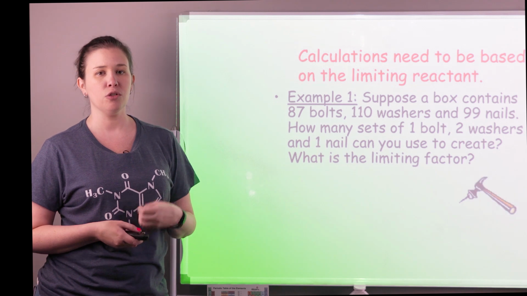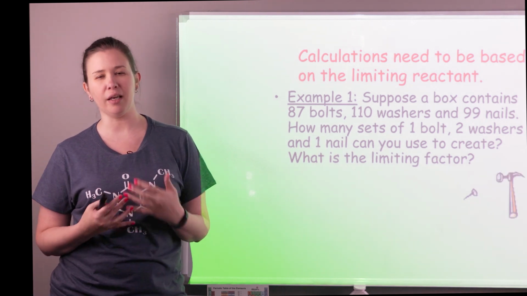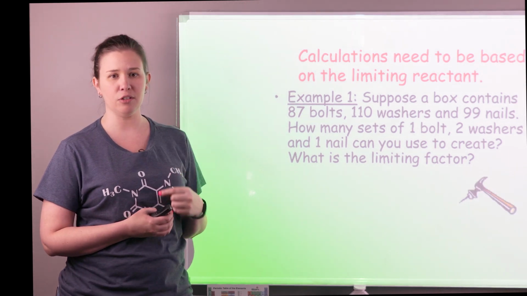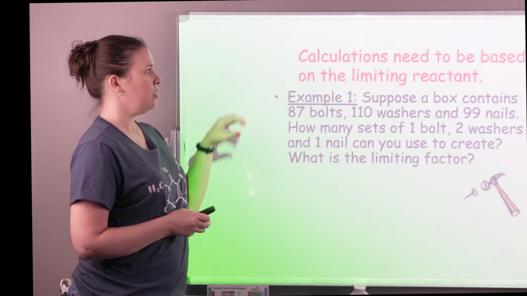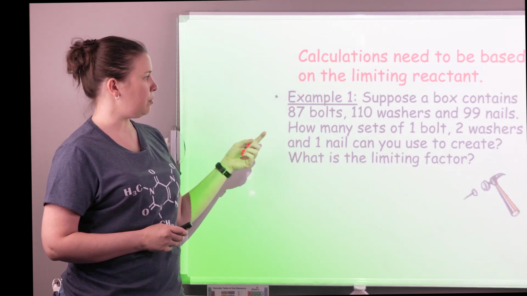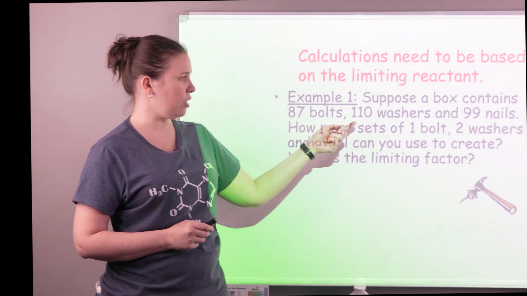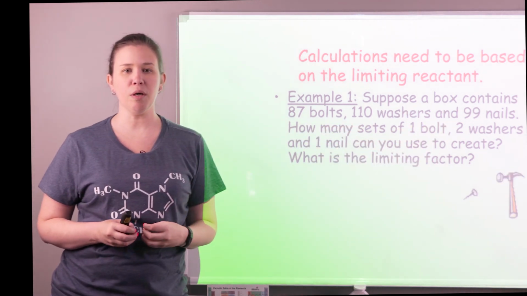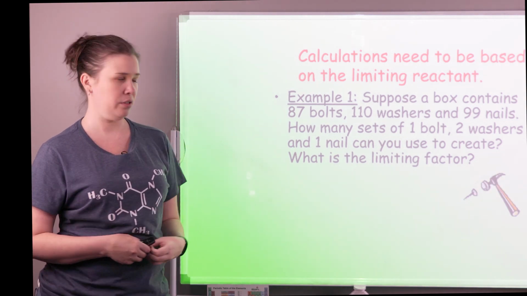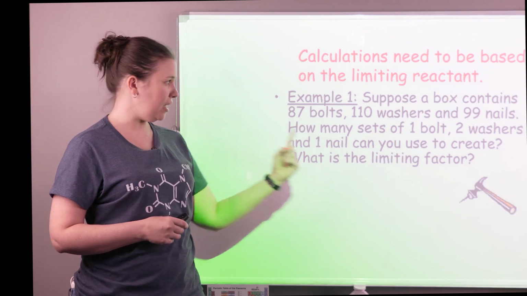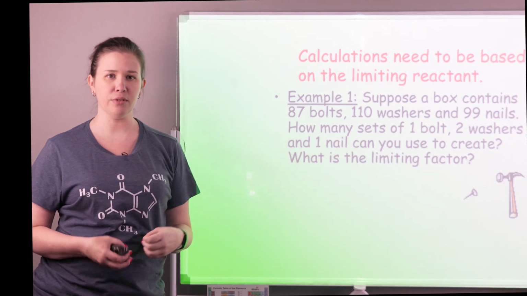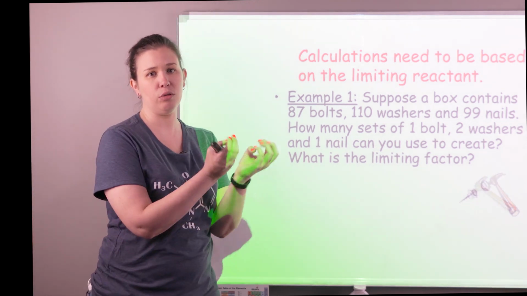to make product. So the first time we look at this, let's look at something that's not chemistry based. Let's look at just combining bolts, washers, and nails together to make maybe a picture hanging kit. The idea here is that we need to figure out what's going to limit the reaction. So in this example, I have 87 bolts, 110 washers, and 99 nails. Those would represent the amounts of reactants available for the reaction to proceed. In the end, we want to make one kit, one set, one compound of 1 bolt, 2 washers, and 1 nail. Think of these as the amount that need to go into the product.